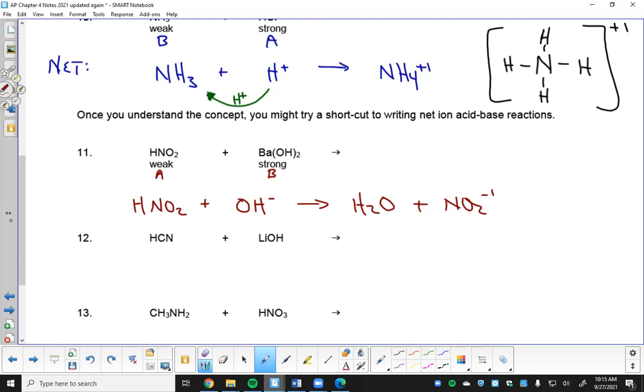If you did a balancing thing, you'd say, wait, there's two hydroxides here. That's fine, because there are two hydroxides there. Then you would need two acid molecules, you'd make two water molecules, and you get two nitrites, and that would also be balanced. So either way, it's balanced. If you did it with the twos or without, in this case, it would be fine either way.